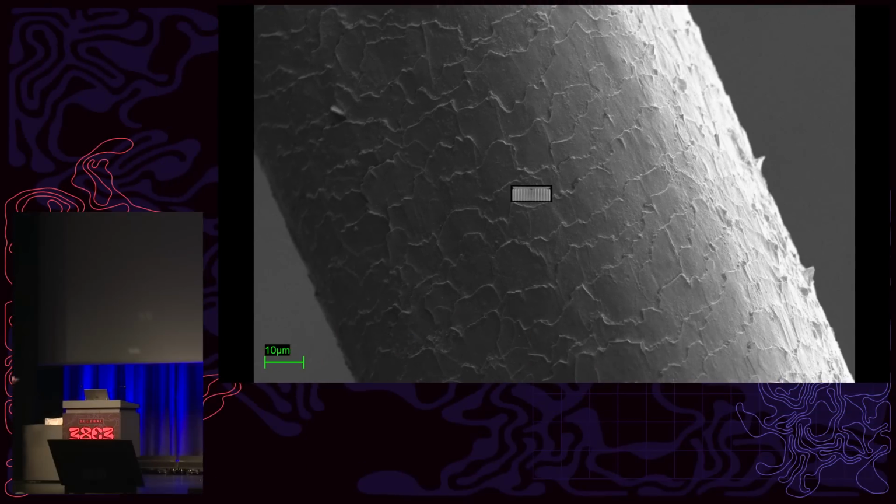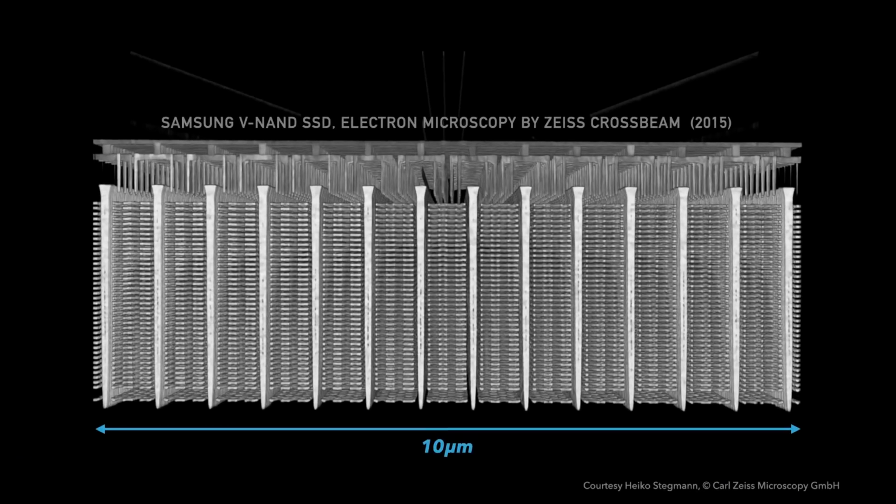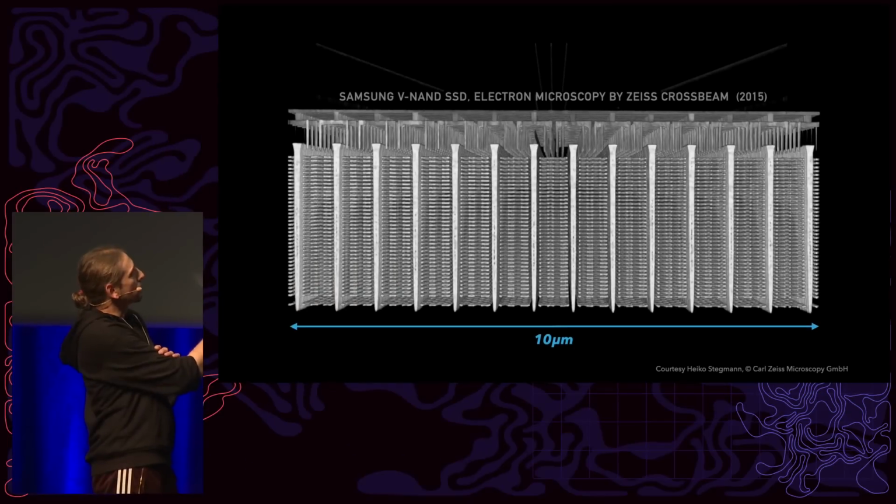I wanted to remind everyone about the scale we are talking about when it comes to modern-day semiconductors. So this is a human hair. It's about 100 micrometers in diameter. This small section of about 10 micrometers is an SSD chip. It's not even the newest one.